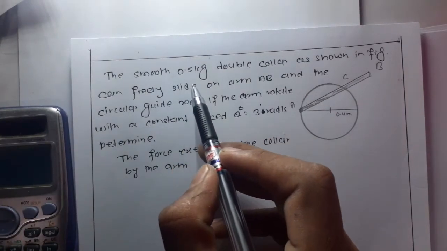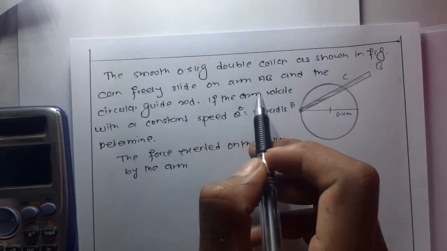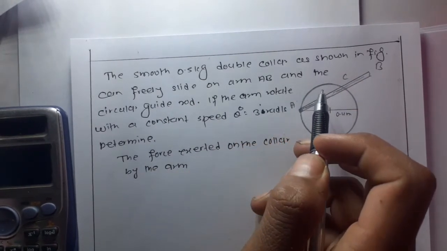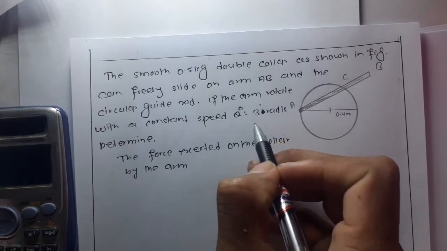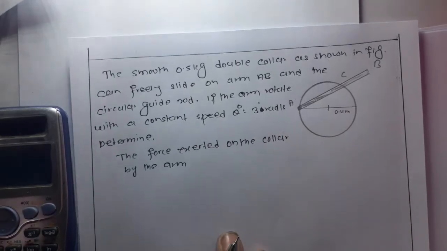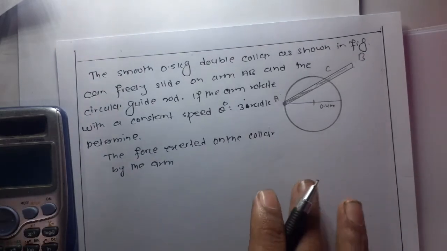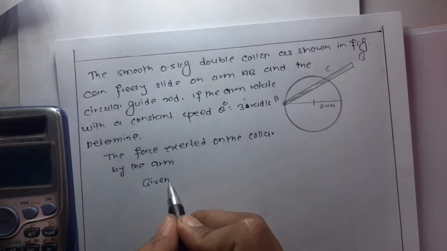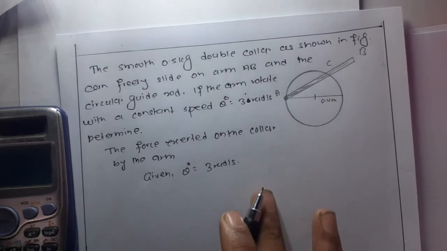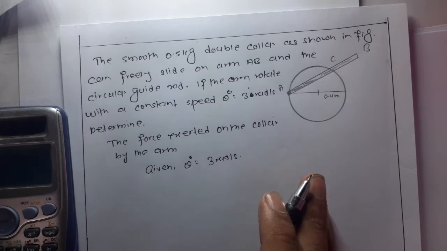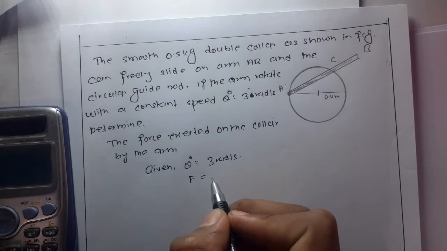The question is: the smooth 0.5 kg double collar, as shown in the figure, can freely slide on arm AB and the circular guide rod. If the arm rotates with a constant speed, theta dot is equal to 3 rad per second, determine the force exerted on the collar by the arm. So first, given was theta dot is equal to 3 rad per second, and we have to find the force exerted on the collar by the arm.